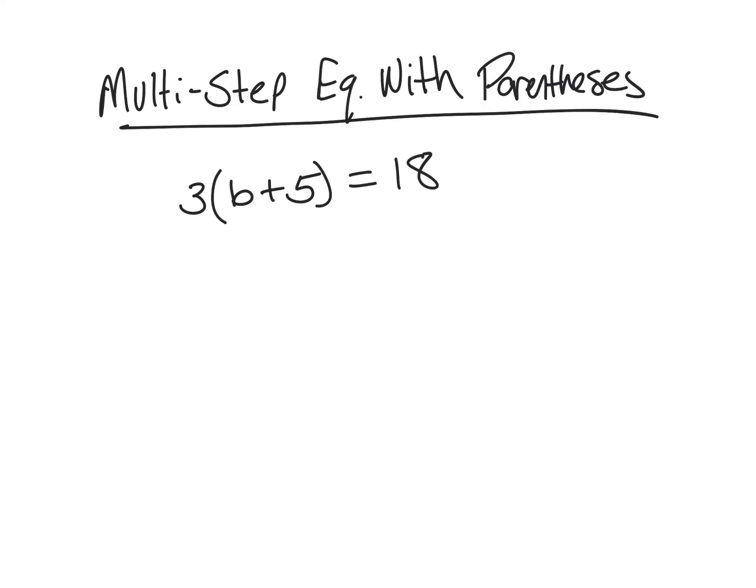In this video, we're going to take another look at some multi-step equations, this time when we have parentheses and a number being multiplied outside of that parentheses in our equation. So our first example here is 3 times (b plus 5) equals 18. I'm going to separate the two sides of the equation. Again, we want to reverse the order of operations.